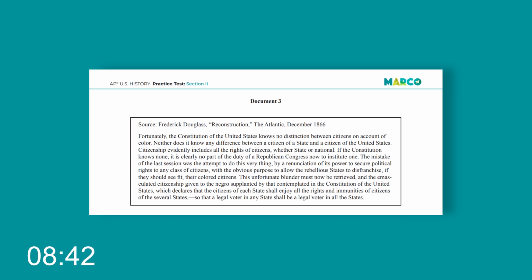He says, "This unfortunate blunder must now be retrieved. The mistake of the last session was to attempt to do this very thing by a renunciation of its power to secure political rights to any class of citizens, with the obvious purpose to allow the rebellious states, the southern states, to disenfranchise their colored citizens." So that's the problem. Allowing the southern states to disenfranchise, that means strip the rights away from their colored citizens. "This unfortunate blunder must now be retrieved, so that a legal voter in any state shall be a legal voter in all the states." So now I have a voting thing that ties me to document 5.